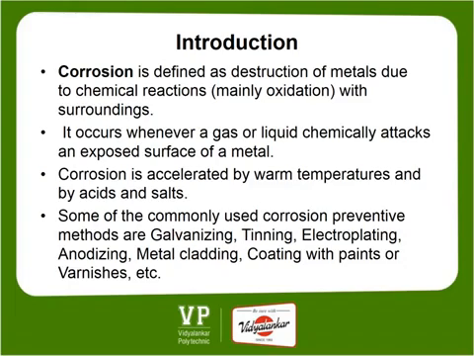Introduction. Corrosion is defined as destruction of metals due to chemical reactions with surroundings. It occurs whenever a gas or liquid chemically attacks an exposed surface of a metal. Corrosion is accelerated by warm temperatures and by acids and salts. Some of the commonly used corrosion preventive methods are galvanizing, tinning, electroplating, anodizing, metal cladding, coating with paints or varnishes, etc.